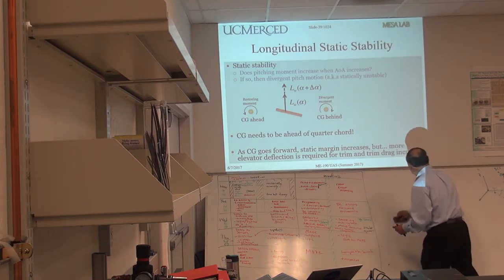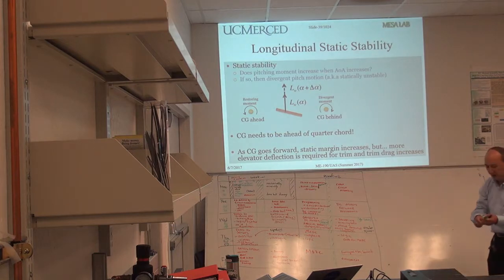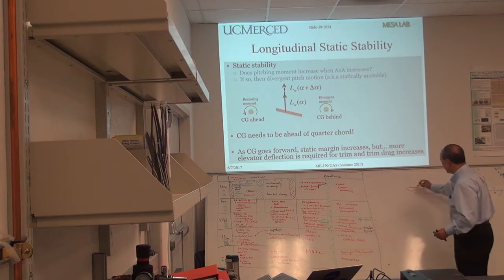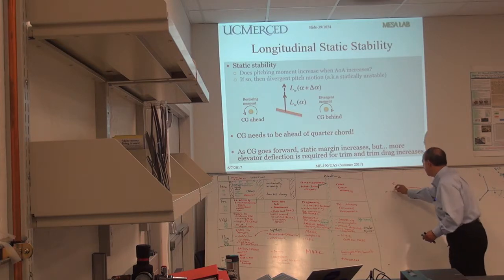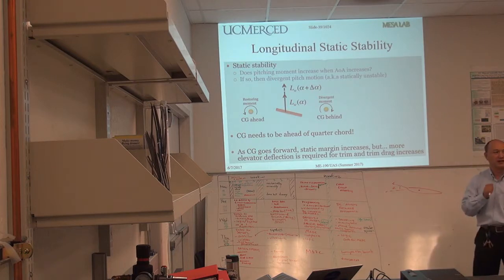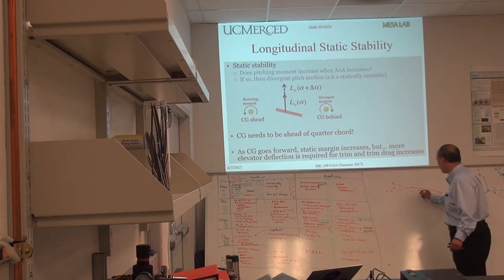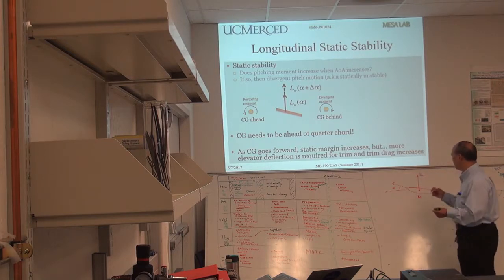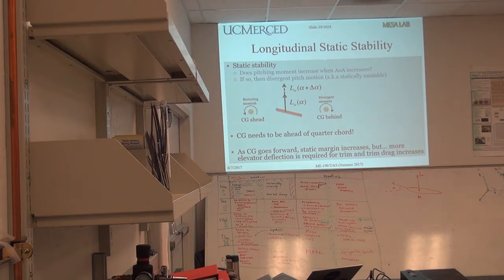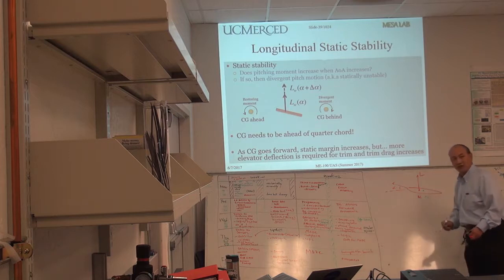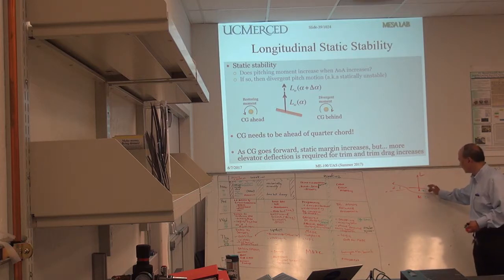This is geometrically very easy to understand. Say for example you have an aircraft moving in this direction, but you have some angle alpha, so you have lift. This is called the aerodynamic center, AC. The lumped lift force acts at the AC. If your CG, center of gravity, is here, it's behind.